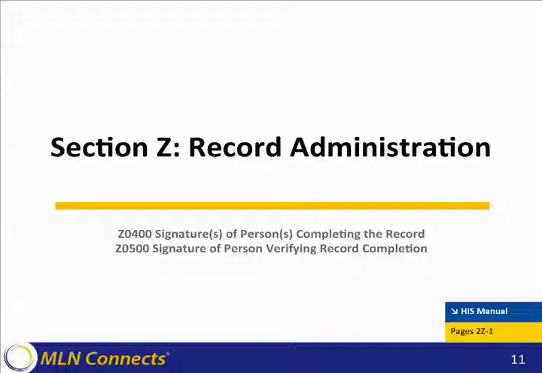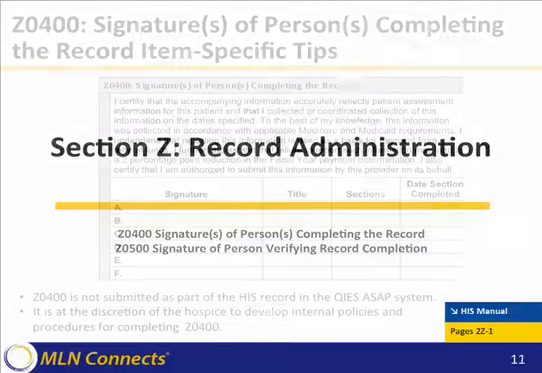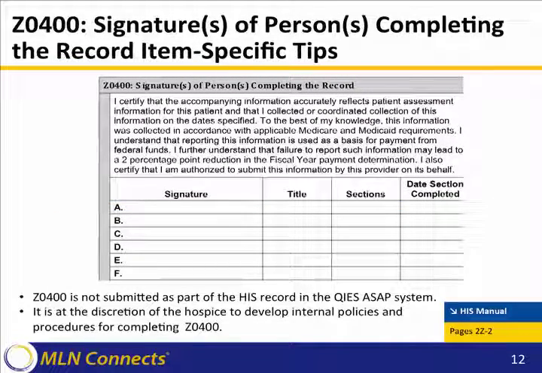In practical terms, Section Z items allow hospices to do two things. The signatures in Z0400 allow the hospice to look back and see who is responsible for completing which sections. Item Z0500 allows the hospice to determine who verified that the HIS record was complete and when completion occurred. Let's take a closer look at the two Section Z items.